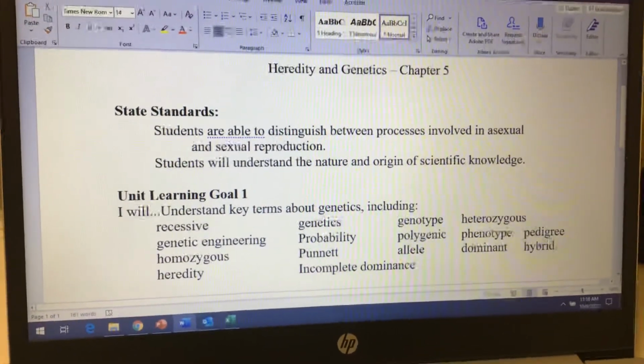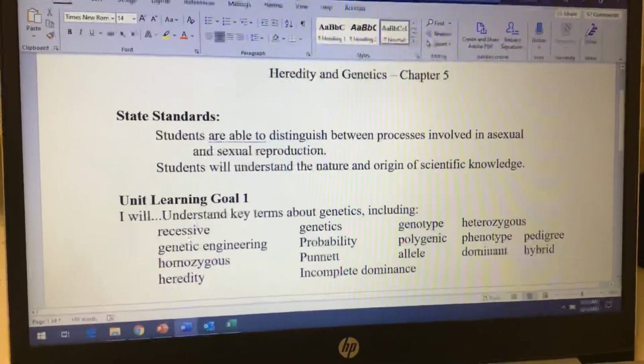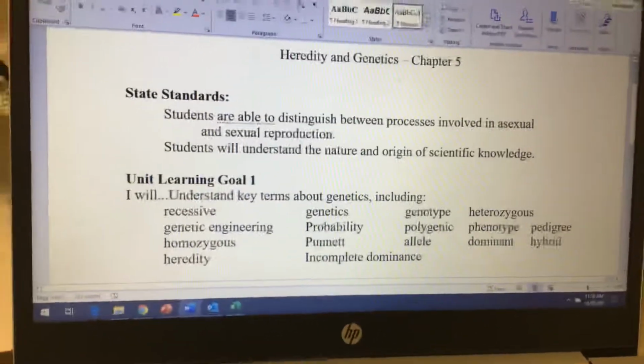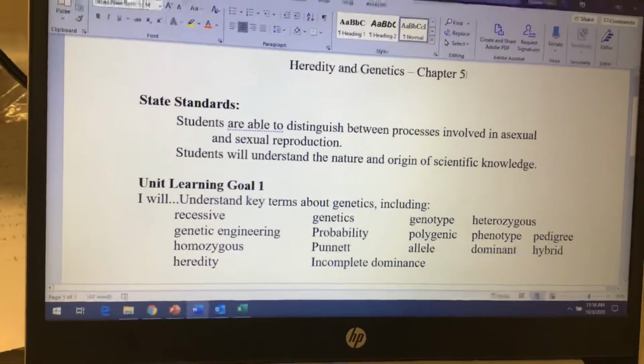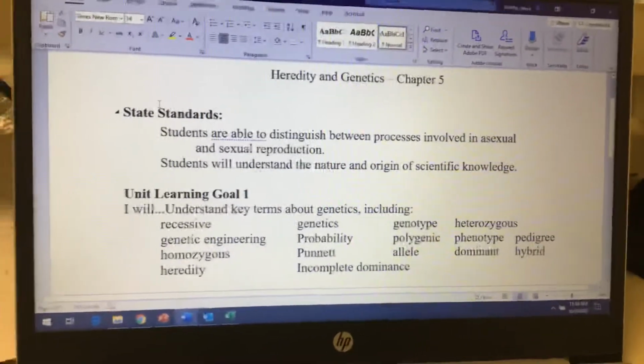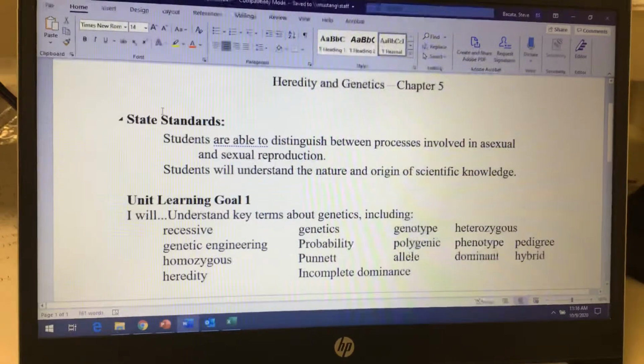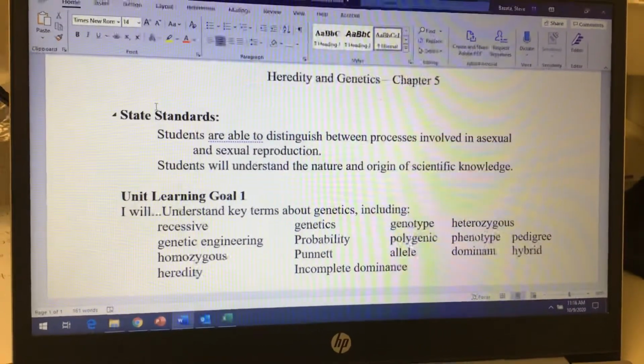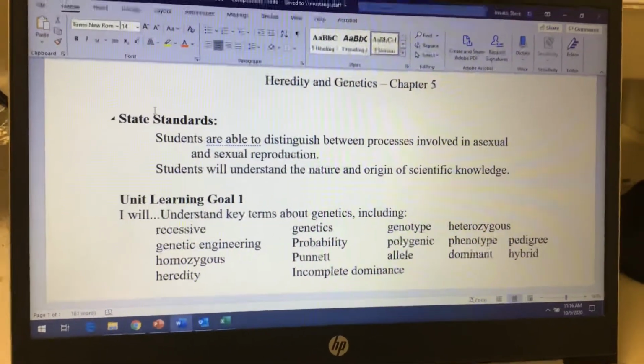Okay, our next chapter is heredity and genetics. I think I have chapter 5 on there. I think it's 5 in your book. Okay, so it's our 4th chapter, but it's number 5 in your book. And so I thought we'd go over our goals. Nothing to write down today, but this is a really fun chapter.